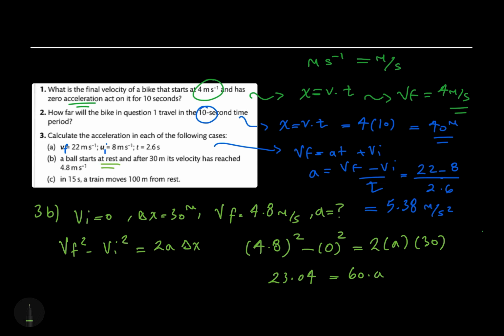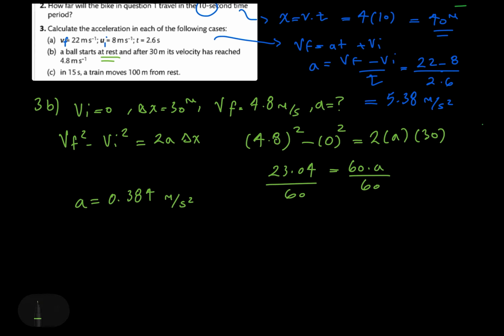Now, this part is just algebra. 60 is getting multiplied by a, so in order to get rid of it, we have to divide both sides by 60. So the acceleration is just 23.04 divided by 60. That means the acceleration is 0.384 meters per second squared.